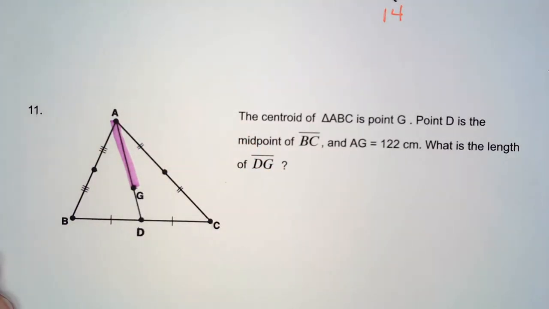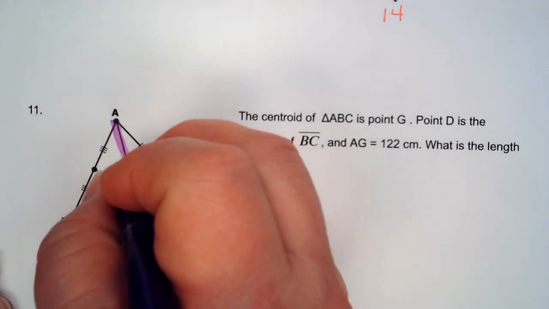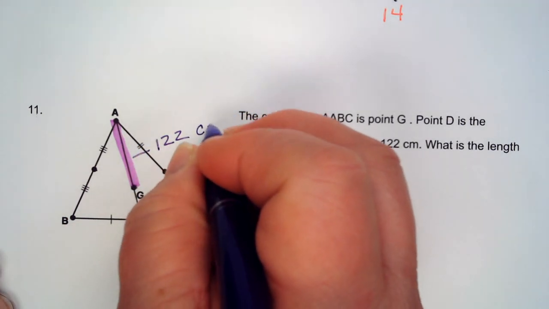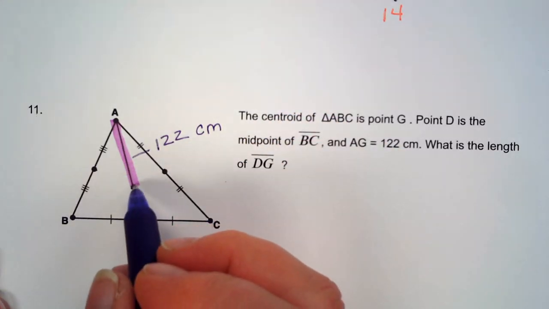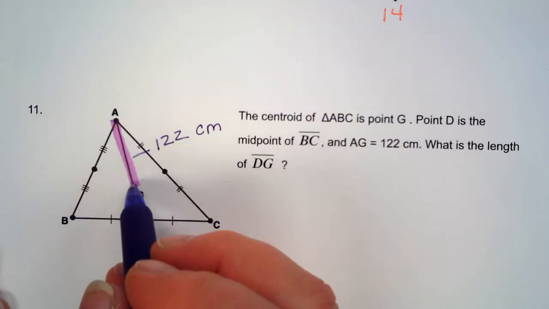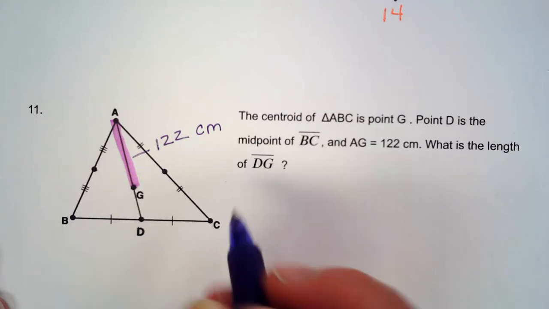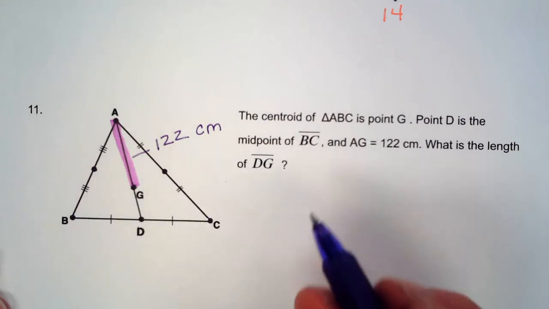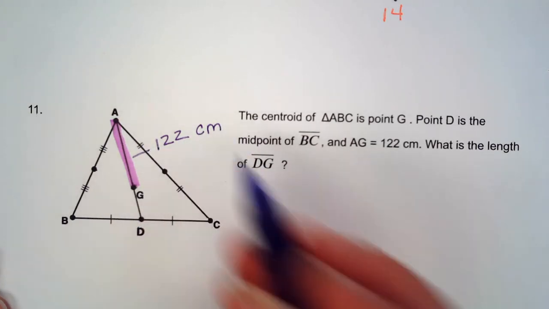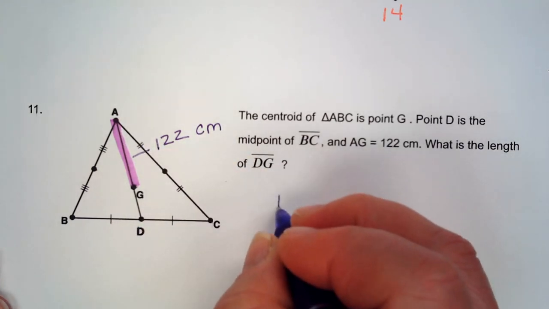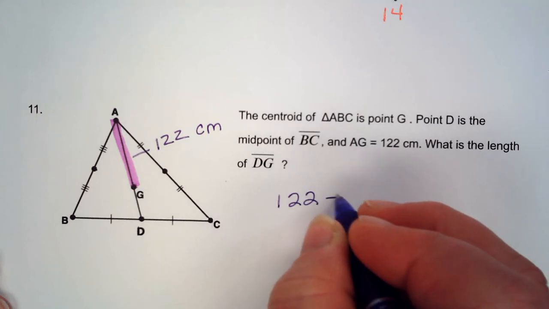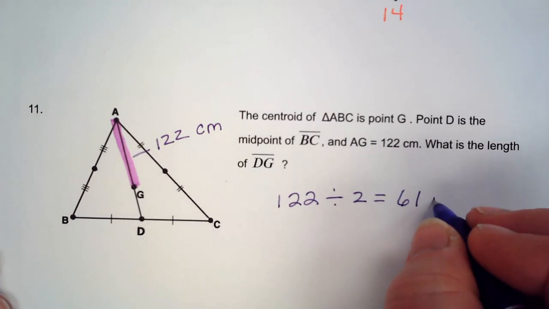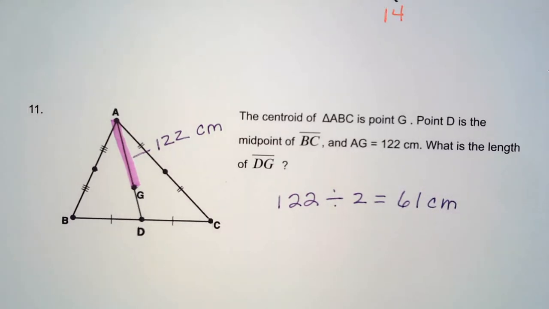So if I'm looking at this, if this is 122 centimeters, what is the relationship between AG and GD? This is a ratio of 1/3 to 2/3. So this piece is twice as big. I take 122, I divide it by 2, and I get 61, and that will be centimeters.